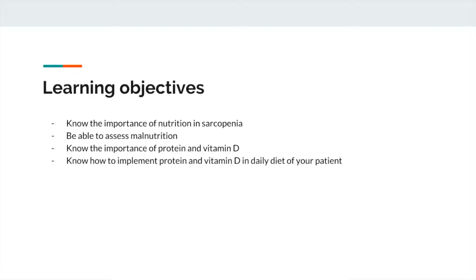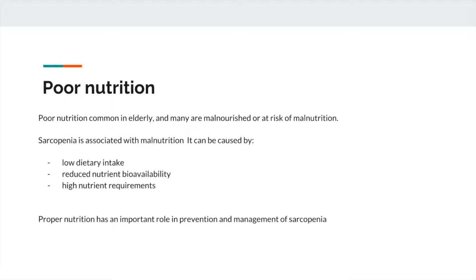Learning objectives of this module are: know the importance of nutrition in sarcopenia, be able to assess malnutrition, know the importance of protein and vitamin D, and know how to implement protein and vitamin D in the daily diet of your patient. Poor nutrition is common in the elderly, and many are malnourished or at risk of malnutrition.